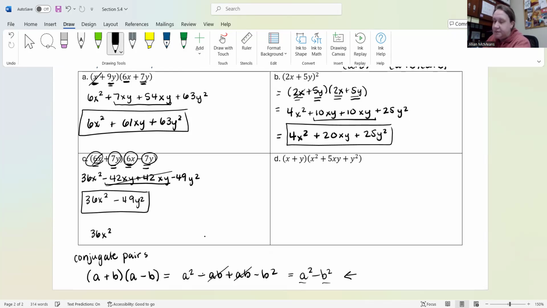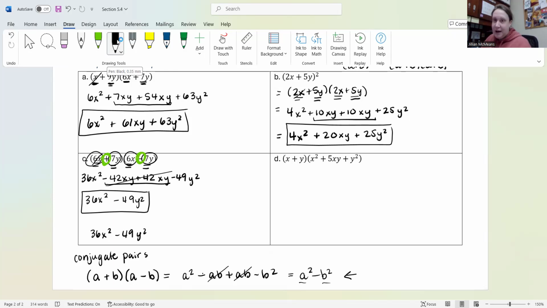Take the second term, square it, that's really just 7 squared, which is 49. Y squared is y squared, so we get 36x squared minus 49y squared. The only reason this works is because we have this plus here and this minus here, okay? So if you're more comfortable just doing the FOIL method and letting things naturally collapse out, that's fine, okay?